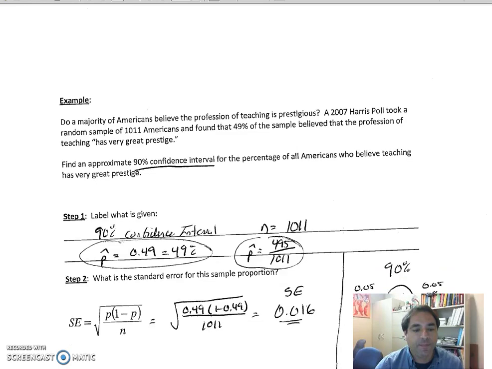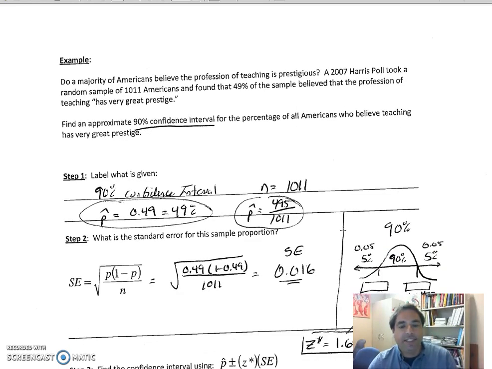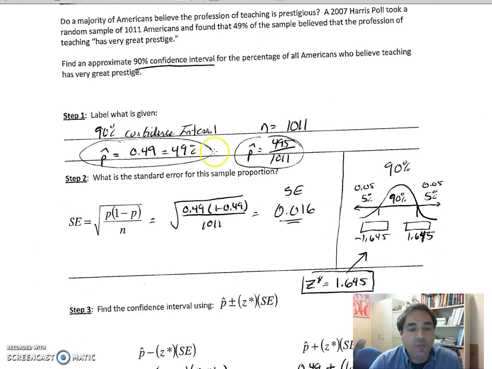So we'll do one example. Do the majority of Americans believe the profession of teaching is prestigious? A 2007 Harris poll took a random sample of 1,011 Americans and found that 49% of the sample believed that the profession of teaching has very great prestige. Find an approximate 90% confidence interval for the percentage of all Americans who believe teaching has very great prestige. So we're looking for 90%. N is 1011. P hat is 0.49. That's where P hat came from. They gave us the fraction.